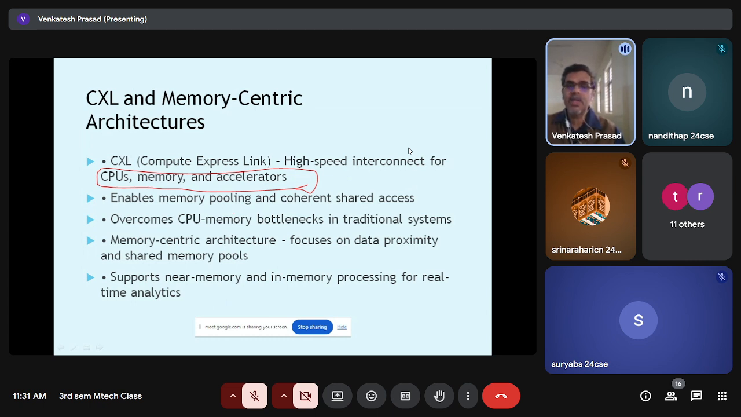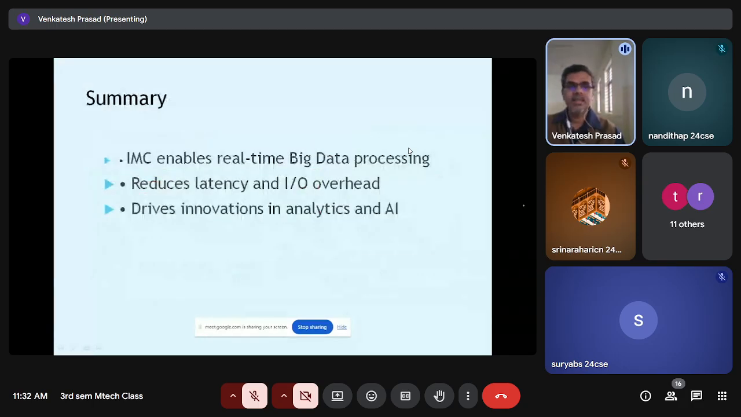You need a high-speed network, then you need a high-speed memory bus. Memory buses should be shorter in length, because the longer the memory bus, the longer it takes for the data to transfer from source to destination. All these things, memory-centric architecture, for various reasons. So it's really taking a big leap in memory computing.